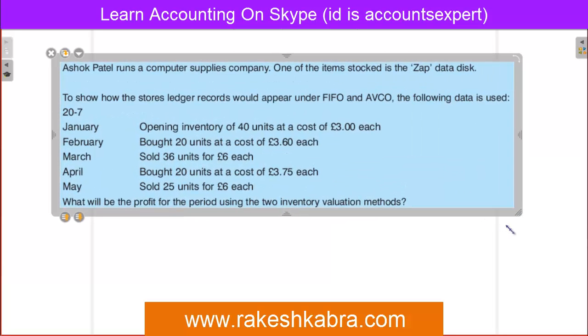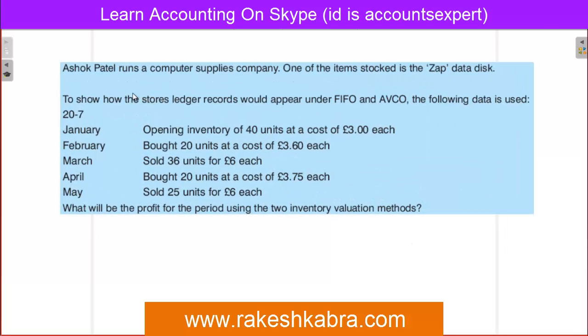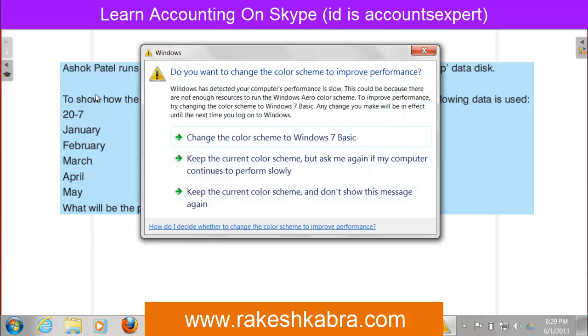This is the question. Now see, in this question we maintain one record. We are to maintain record for the inventory, and we are to maintain record in such a manner.